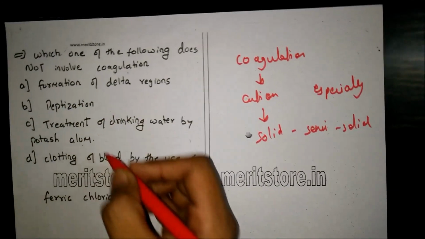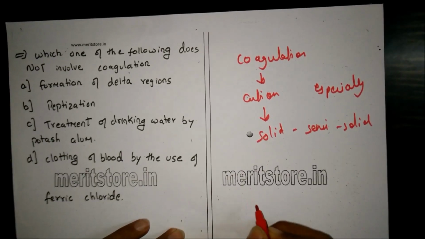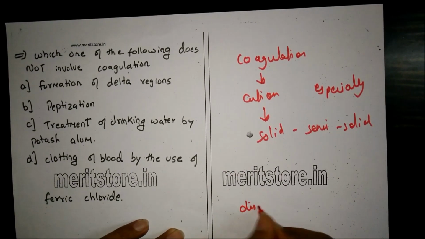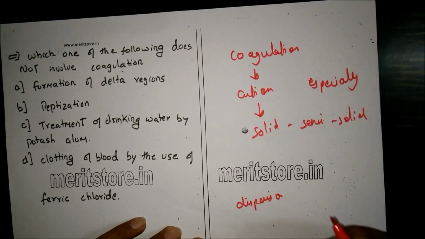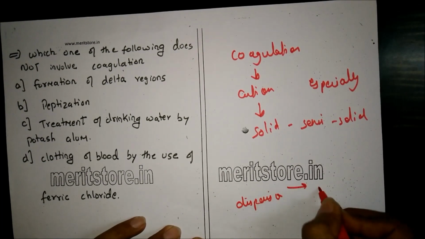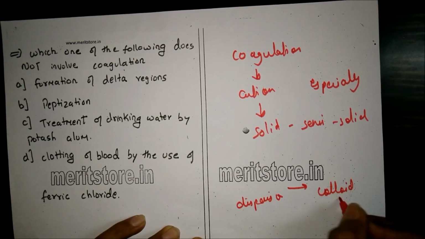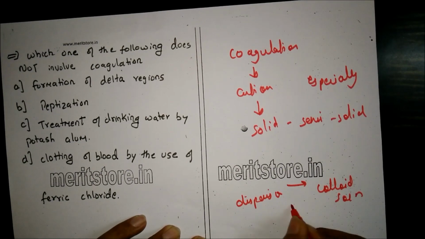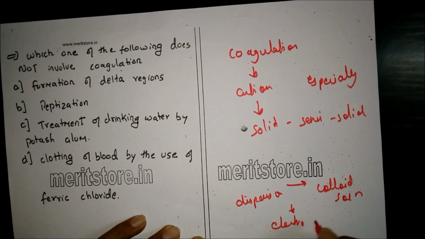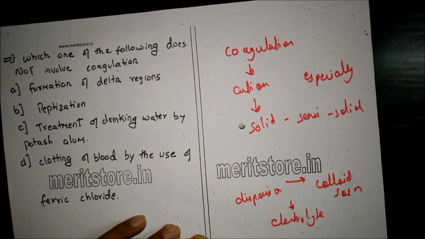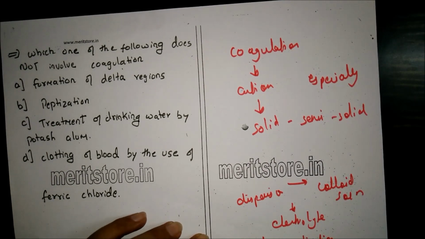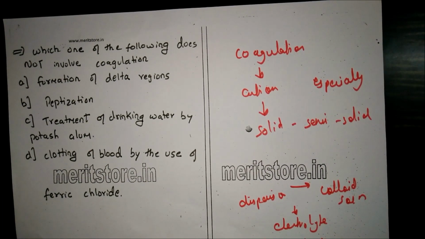Now, option B is peptization. What is peptization? The dispersion of freshly precipitated material into a colloidal solution by the action of an electrolyte solution is termed peptization. Therefore, peptization involves adsorption, but it does not involve coagulation. Therefore, the correct answer is option B.